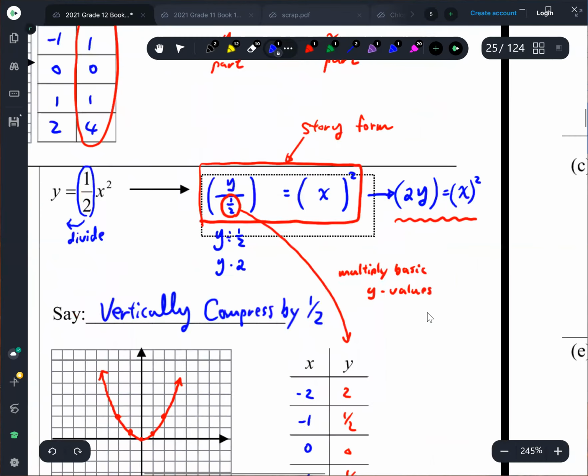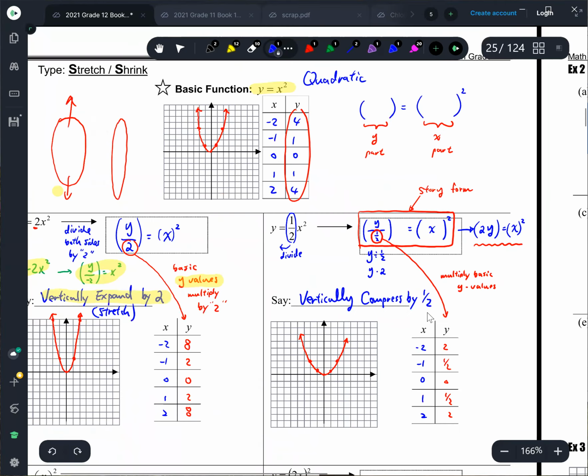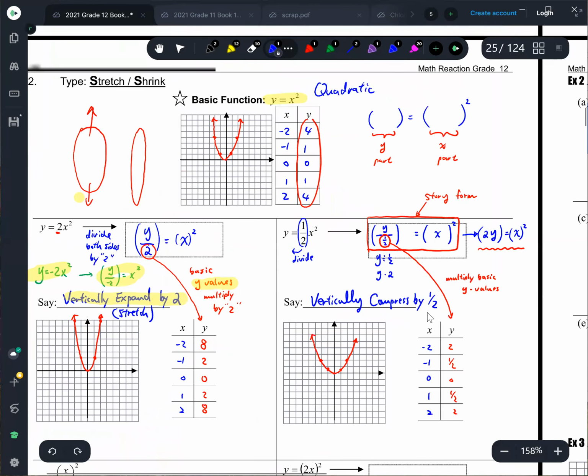That's why I don't want to write it as 2y, because the 2 is not the number we use. We don't say compressed by 2. I want to keep the number under the y so that it will be the same number that we use for the description. That's the form we want to keep it in. We call that the story form. So when you answer, you will just say vertically compressed by 1/2.